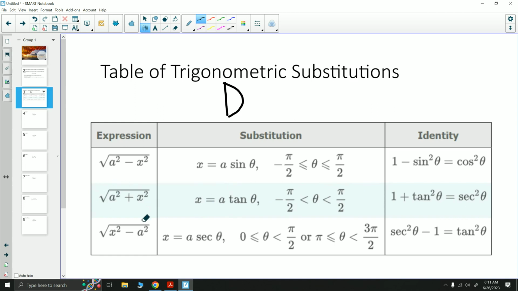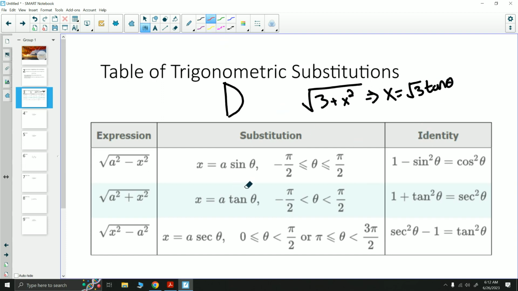The next one is if we have the square root of a squared plus x squared format, then we're going to use x equals a tangent theta. In this case, it's on the same interval from quadrant 4 to quadrant 1. And again, a is our constant, x is our variable portion, and theta is our variable we're changing it into. Now, I mentioned before that a doesn't have to be a perfect square. Like I said, if we had something like the square root of 3 plus x squared, then we'd use x equals a, which would be the square root of 3, tangent theta.